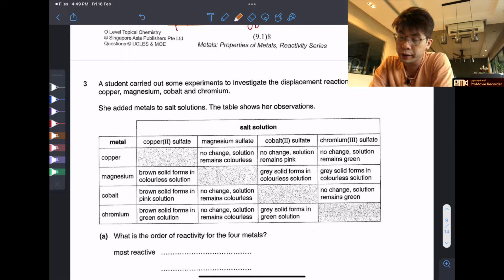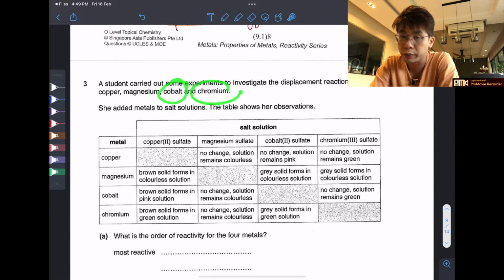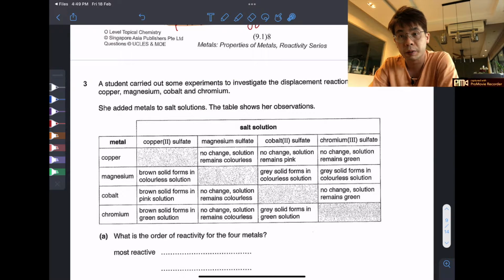Okay, hi everyone. So we are on the last question, question number 3. A student carried out some experiments to investigate the displacement reactions of 4 different metals: copper, magnesium, cobalt, and chromium. Immediately I can see that there's 2 metals that are our syllabus, cobalt and chromium. So we need to look at the experimental results to be able to tell me what's the relative position.